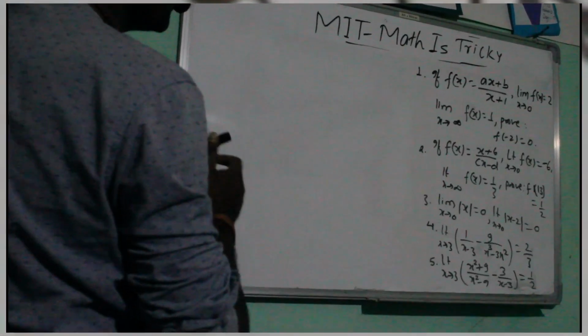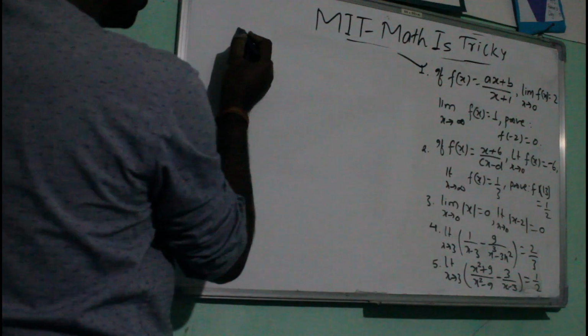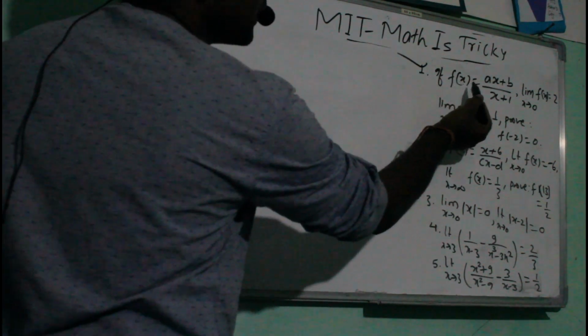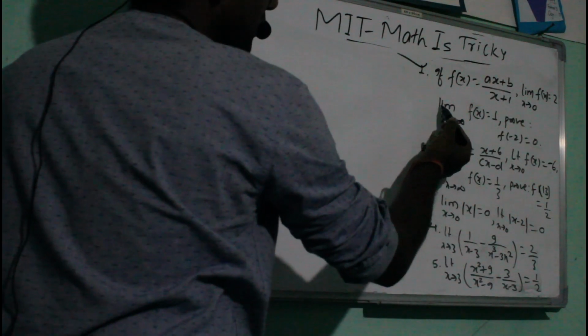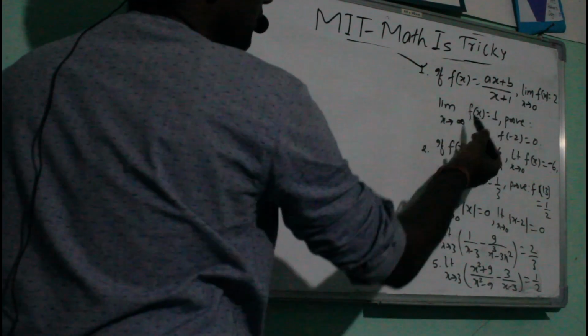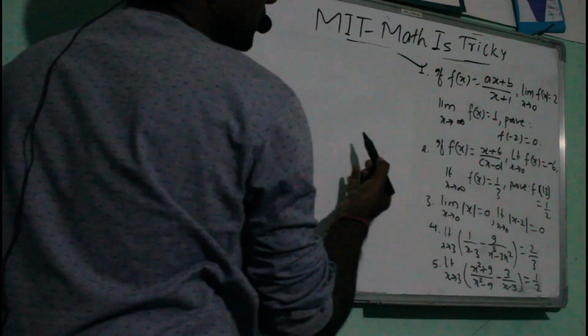So let's see the first question, question number 1. Here we are given f(x) equals (ax plus b) by (x plus 1), and limit x tends to 0 of f(x) equals 2. Also given, limit x tends to infinity of f(x) equals 1. Now we have to prove that f of minus 2 equals 0.